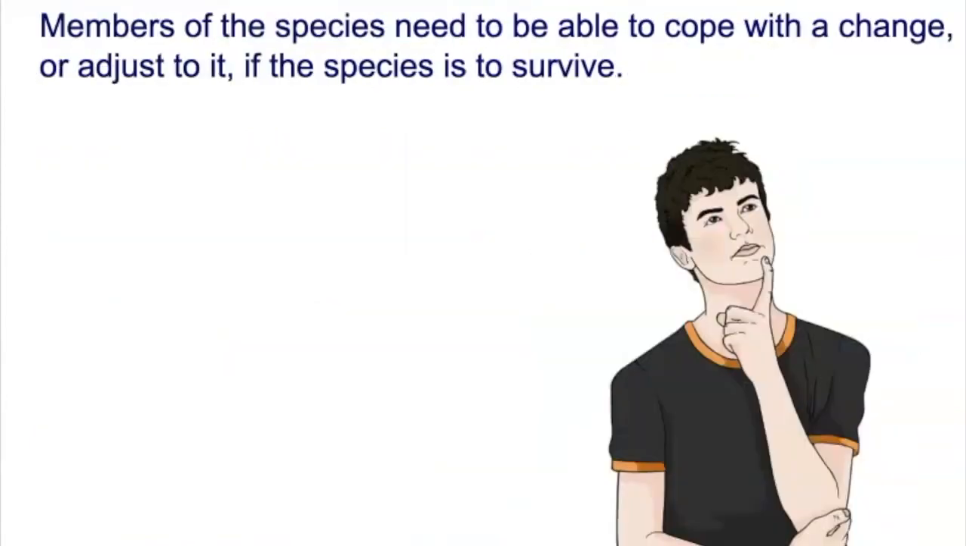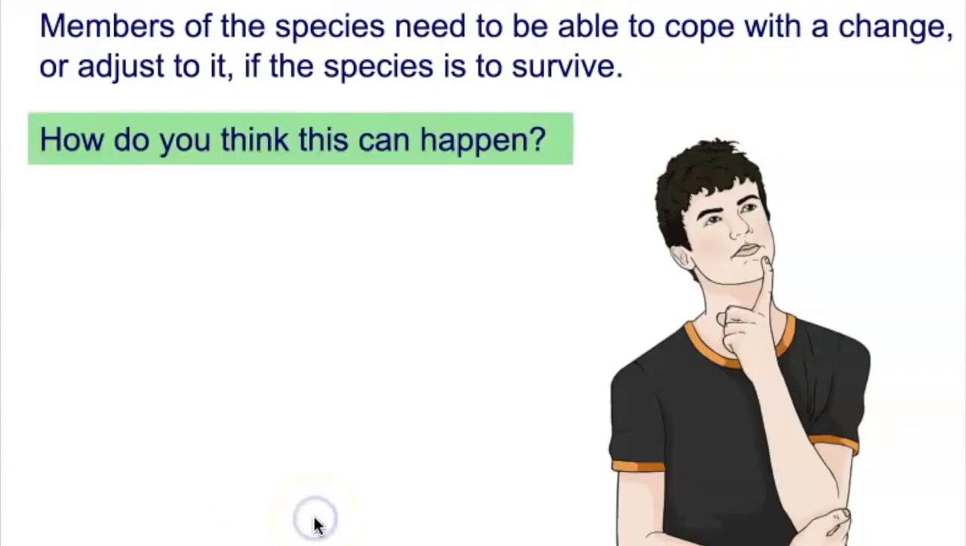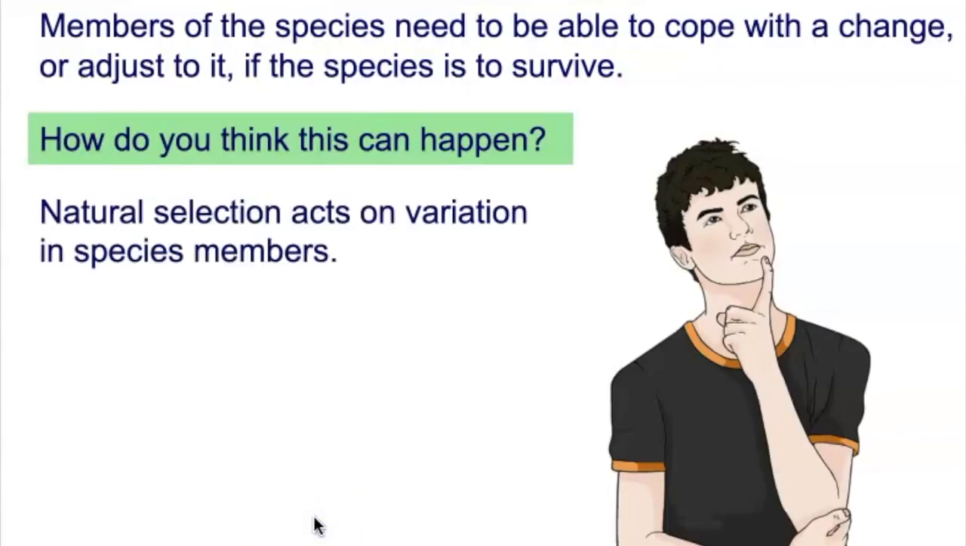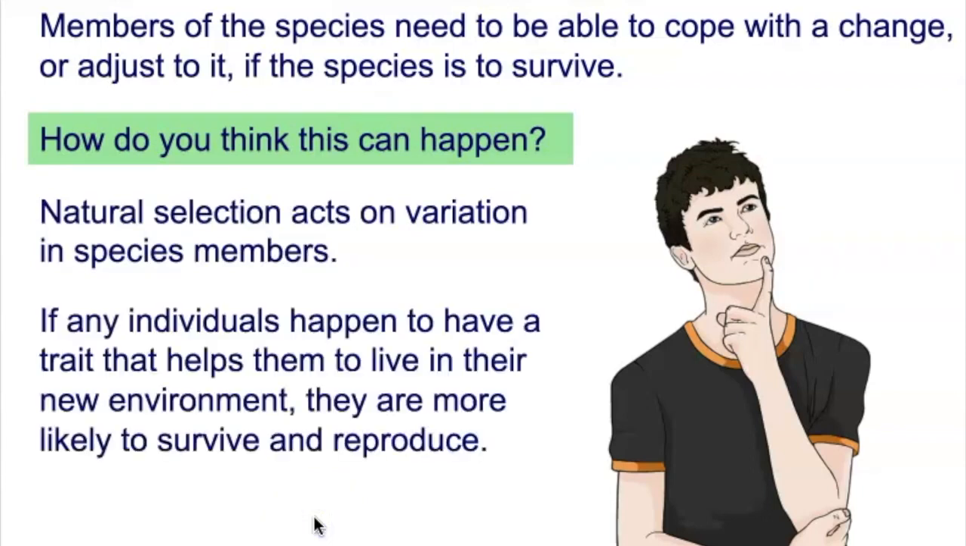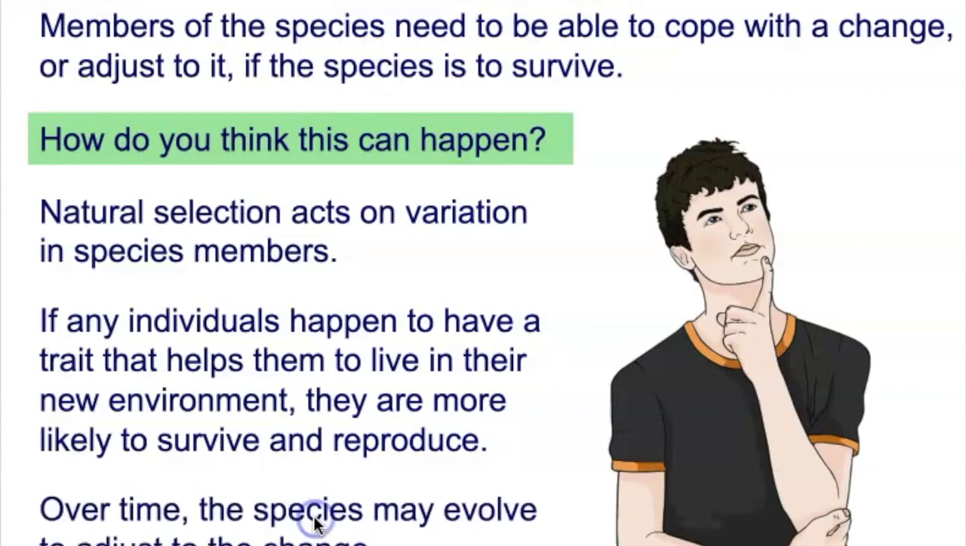So adapting to change. Members of the species need to be able to cope with a change or adjust to it if a species is to survive. So how do you think this can happen? Natural selection acts on variation in species members. If an individual happens to have a trait that helps them live in their new environment, then they are more likely to survive and reproduce. And so over time, the species may evolve to adjust to that change that occurred initially in the environment.